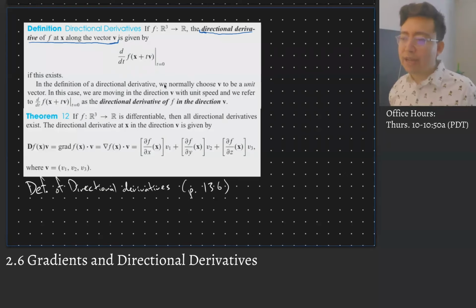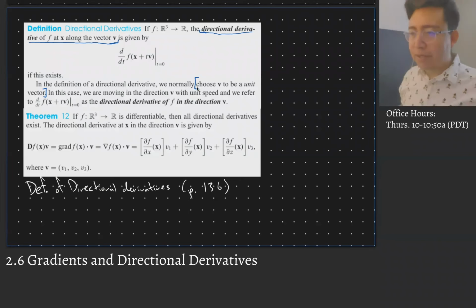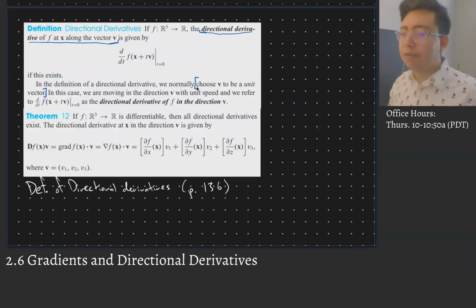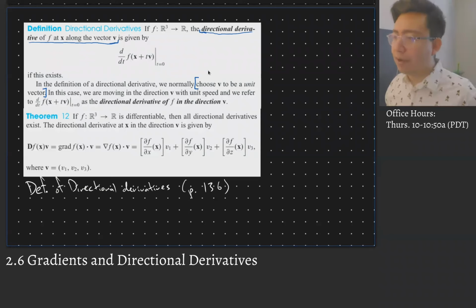The other thing is that for that vector, we choose v to be a unit vector. Now here it says normally we choose v to be a unit vector, but for the sake of this class, we're going to say make sure that v is a unit vector. So I'll write that over here: make sure v is a unit vector.